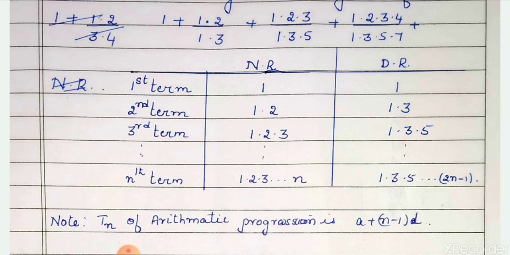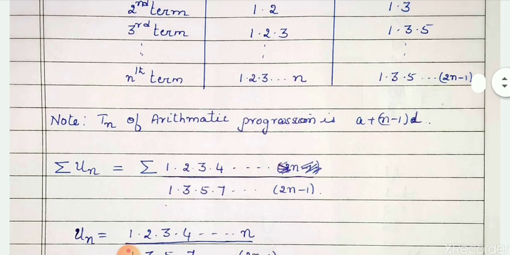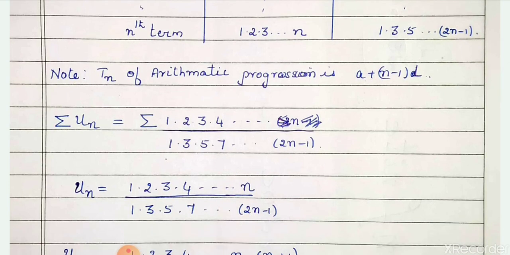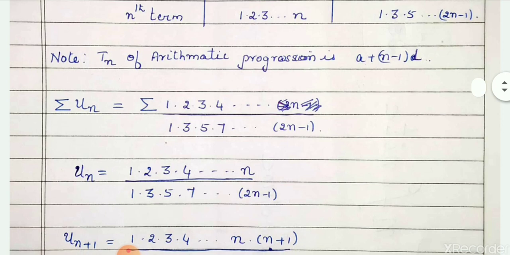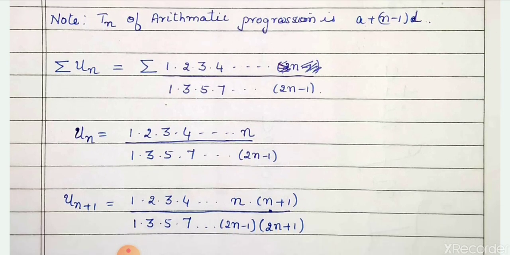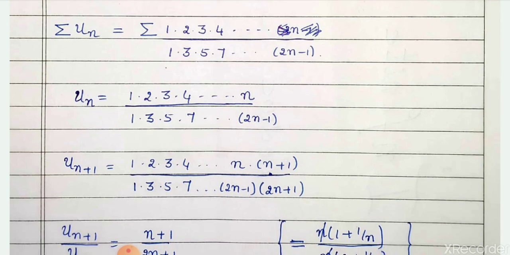So now nth term of the given positive term series will have n terms in the numerator, n terms in the denominator. So how do you write down the series? Sigma un is equal to sigma 1 into 2 into 3 into 4 up to n in the numerator. You have n terms in numerator and n terms in denominator, 1, 3, 5, 7 and so on up to 2n minus 1. So first I have written the positive term series. Next I write down the nth term of this positive term series. Next we write down the n plus 1 term of the series.